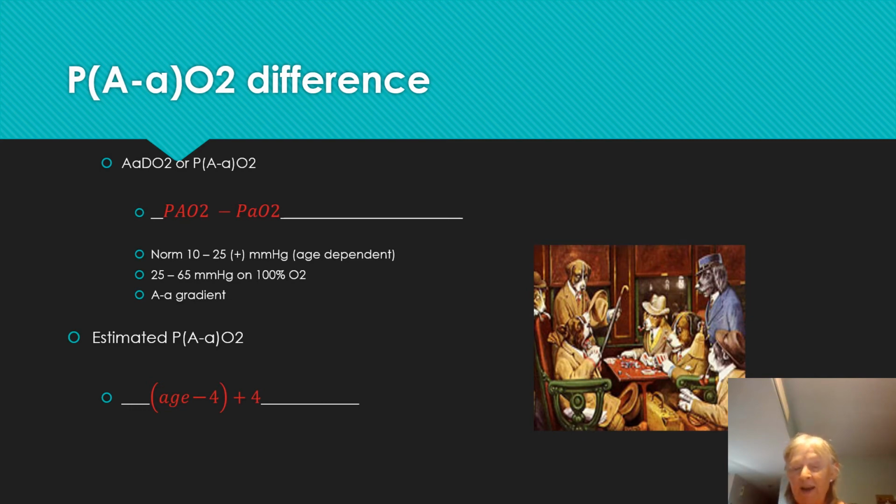If you worked out your math on a patient on room air, and the difference was 28, 29, that patient is normal for that age.